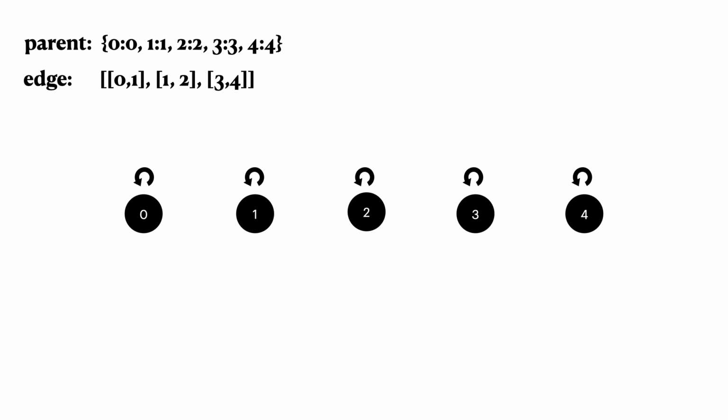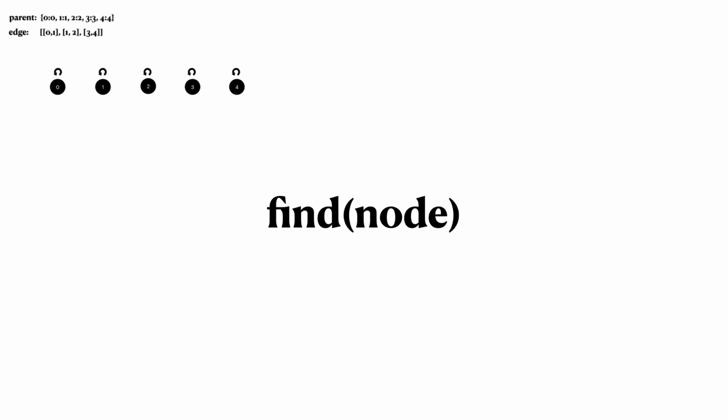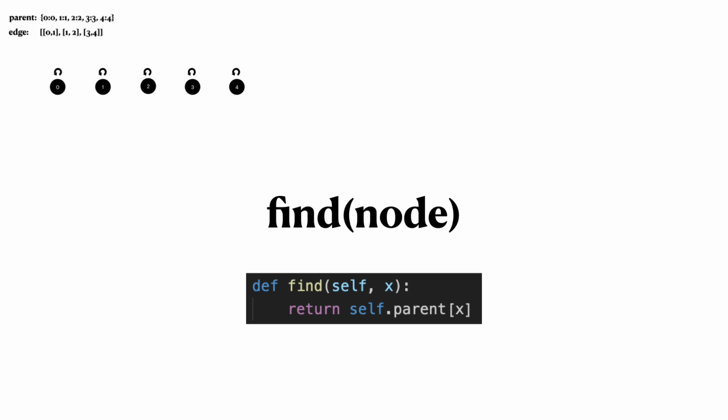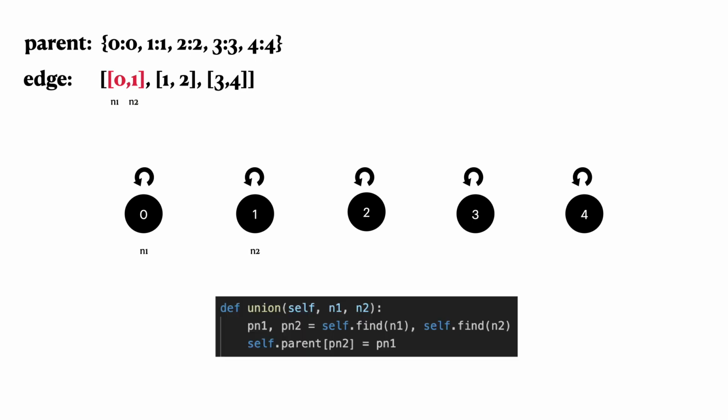Based on our initial value, let's find out the number of disjoint sets. There are 2 methods, union and find. First, let's dive deep into find. It's very simple. Just return the parent node. By the way, we will improve this code a few minutes later. Next is union. Union is as simple as find. Find the parent and change the parent based on the edge. Here is the code. Node 1 is 0 and node 2 is 1.